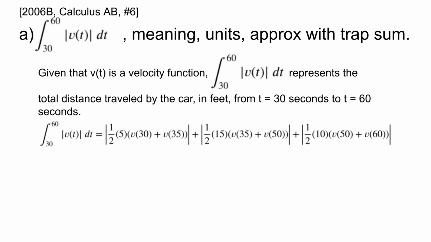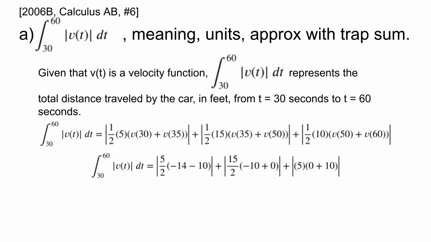The integral from 30 to 60 of the absolute value of v of t dt is the absolute value of 1/2 times 5 times v of 30 plus v of 35, plus the absolute value of 1/2 times 15 times v of 35 plus v of 50, plus the absolute value of 1/2 times 10 times v of 50 plus v of 60, which is 5/2 times negative 14 minus 10, the absolute value of that, plus the absolute value of 15/2 times negative 10 plus 0, plus the absolute value of 5 times 0 plus 10.